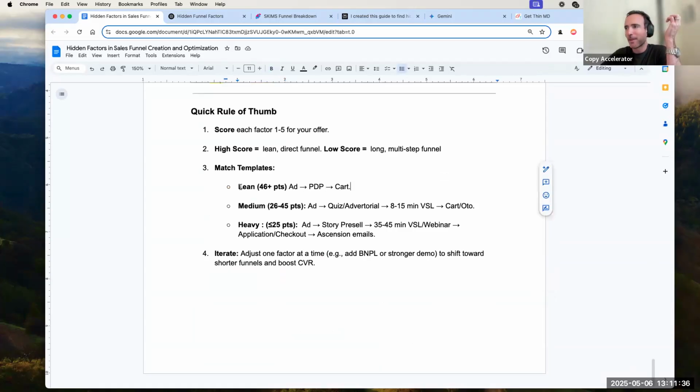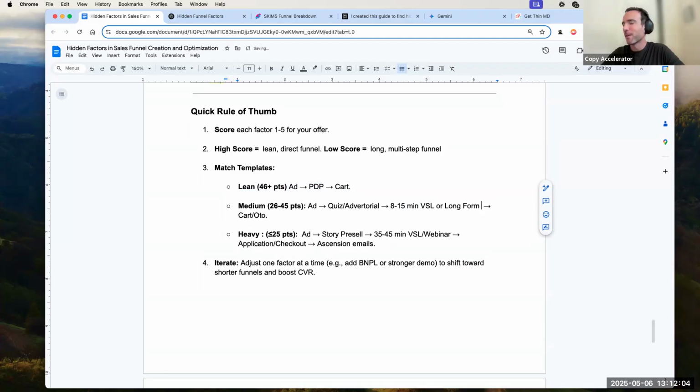So for example, GetThin, assuming that rate's above a 46 when we go through these factors, add product page cart. It's like, well, yeah, that's what we're doing. Works pretty well, right? Mid-level, when you go through these factors, add a quiz or advertorial. I don't think you have to have a VSL. I might edit this here again. So this whole thing has got more elaborate in the final hour as I was preparing for this call, but I liked it, so I went with it. Let's say for long form.